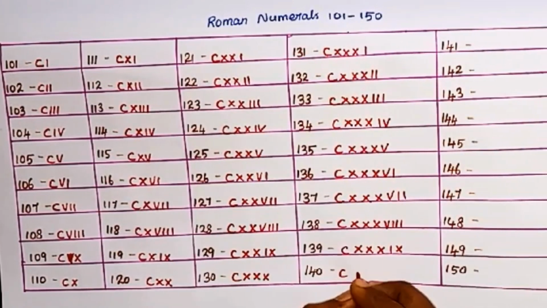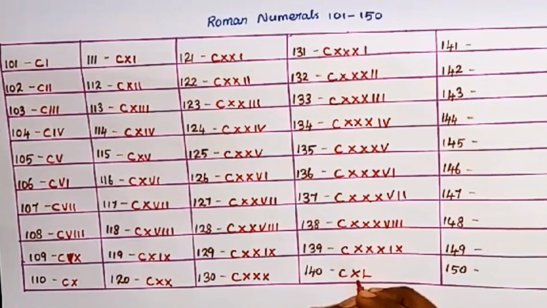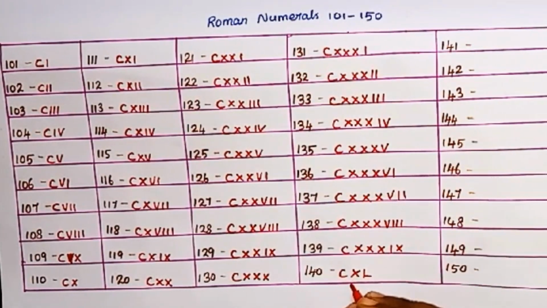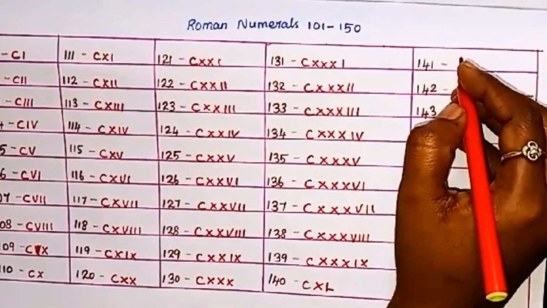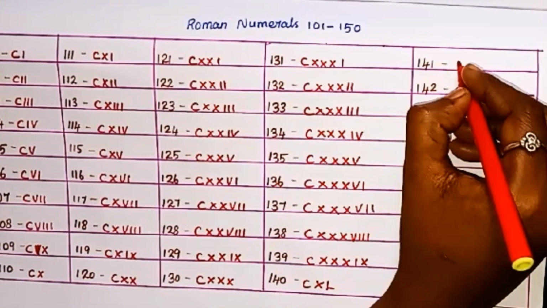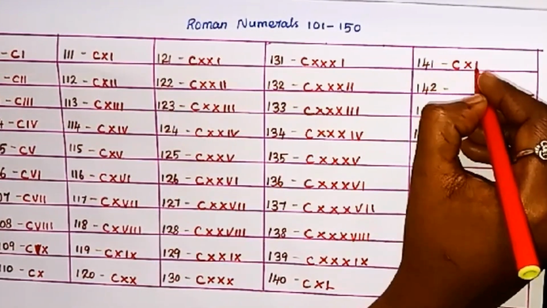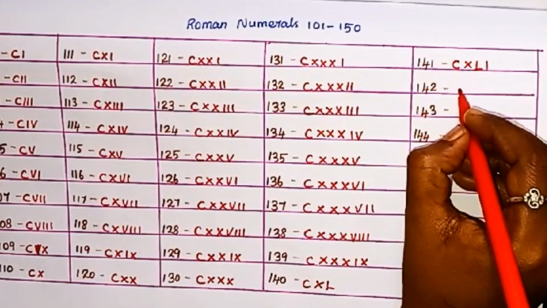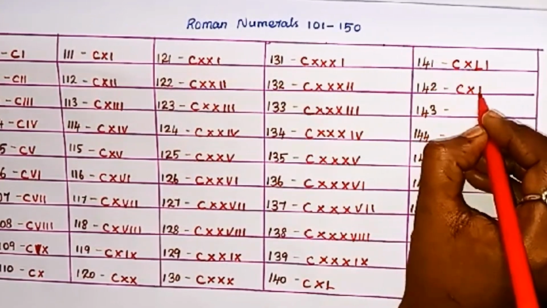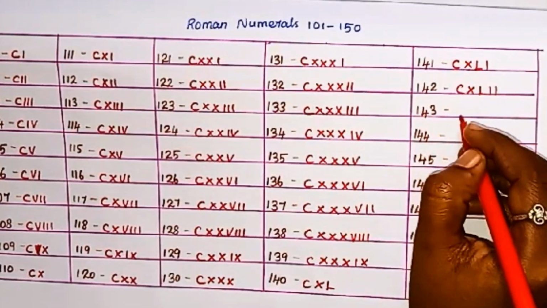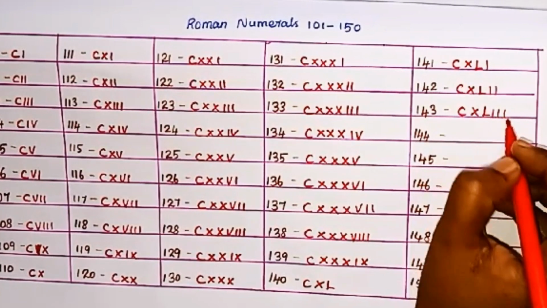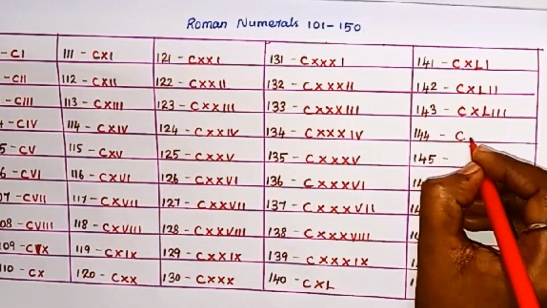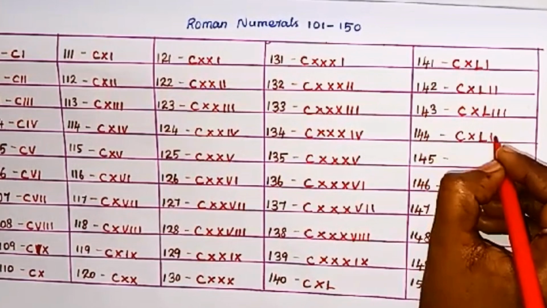140 C X L. L means 50, 50 minus 10. So we are writing X before L, XL. 141 is C X L I. 142 C X L I I. 143 C X L I I I. 144 C X L I V.